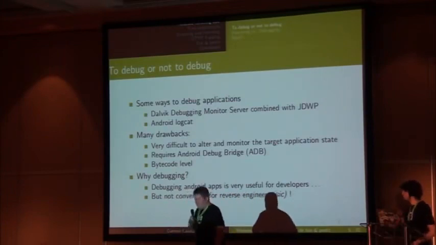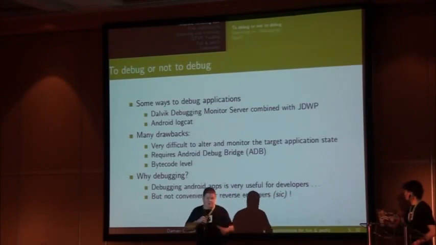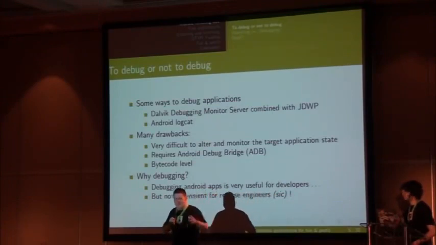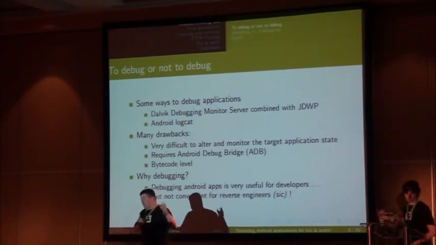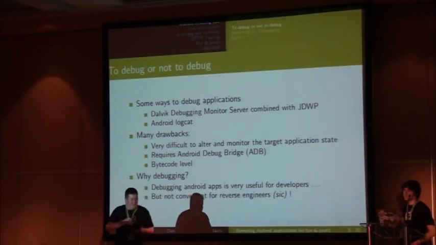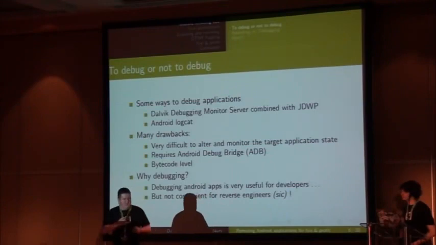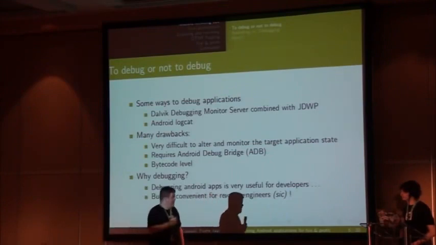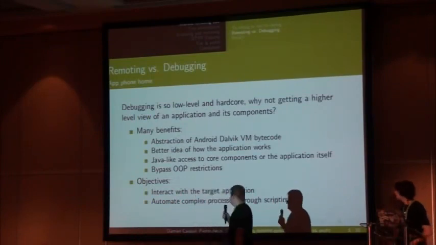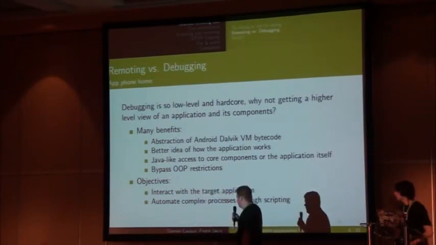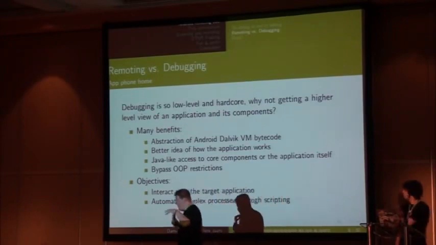Debugging is a feature that is very cool when you are developing applications, but it's not very convenient when you are a reverse engineer and you want to have an in-depth look in the application to see what the application does, how the application does this stuff, and also what the components are and how these components interact with each other. So as I said, debugging is very low level. It provides only an access to the bytecode properties, and you can also debug VMs.